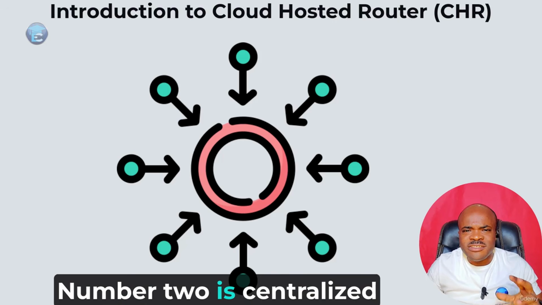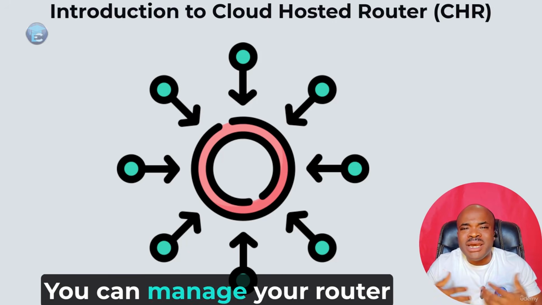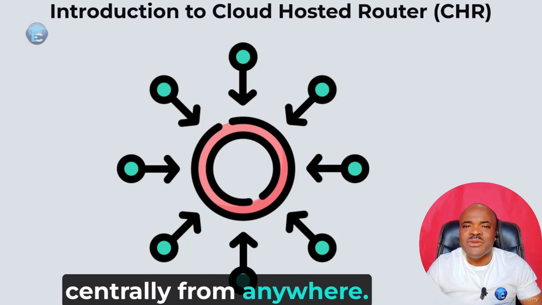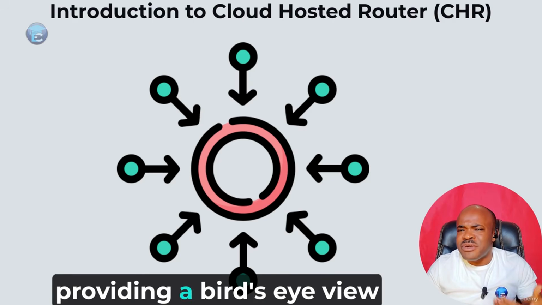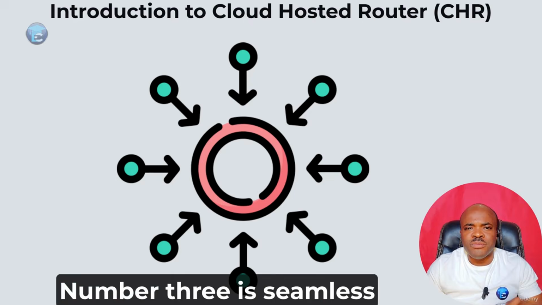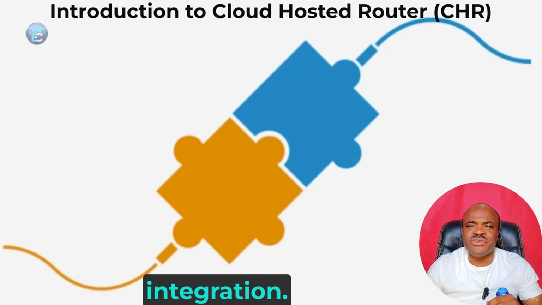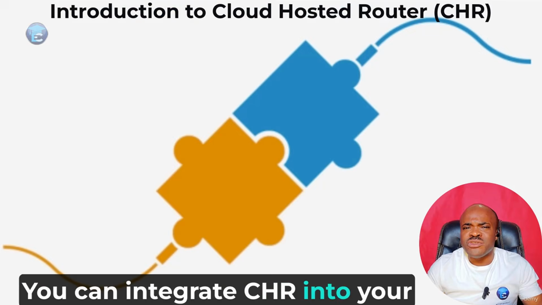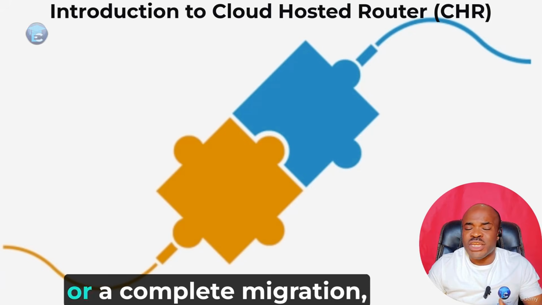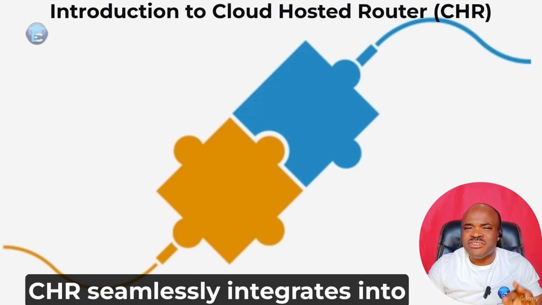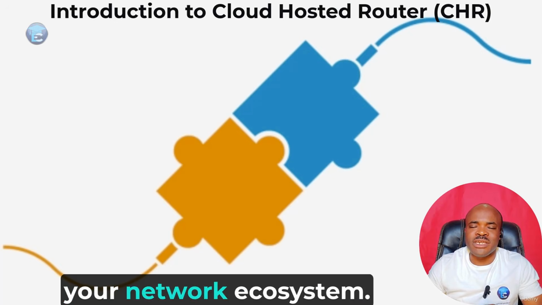Number two is centralized management. You can manage your router centrally from anywhere. CHR allows for centralized configuration and monitoring, providing a bird's eye view of the entire network. Number three is seamless integration. You can integrate CHR into your existing infrastructure effortlessly. Whether it's a hybrid setup or a complete migration, CHR seamlessly integrates into your network ecosystem.